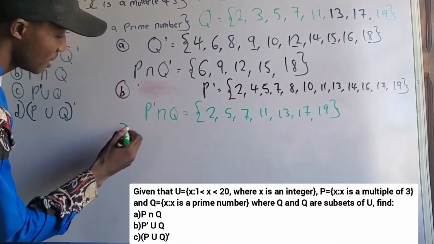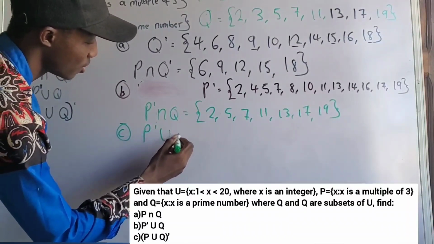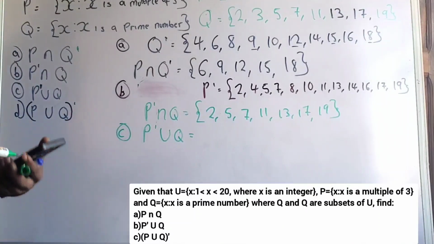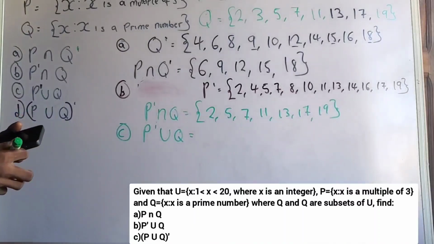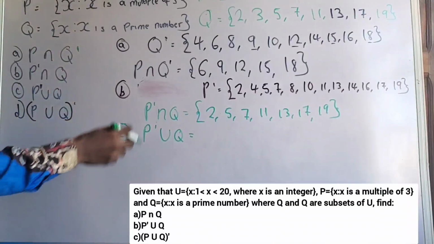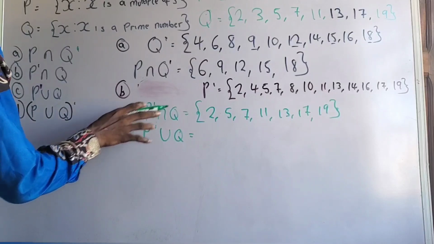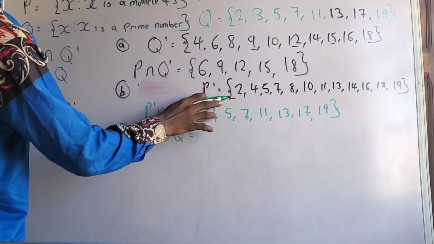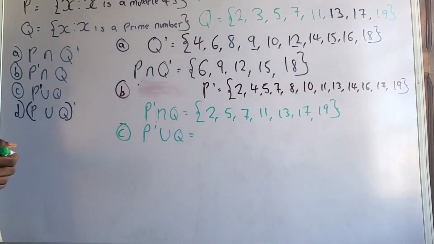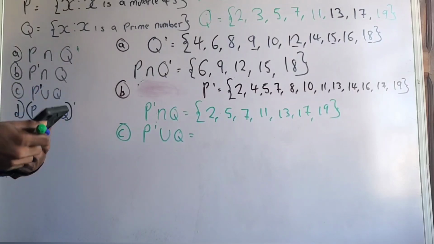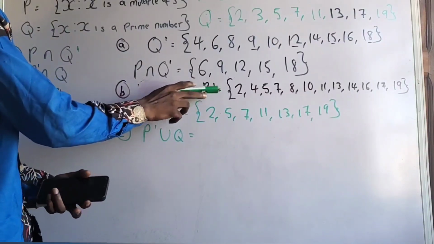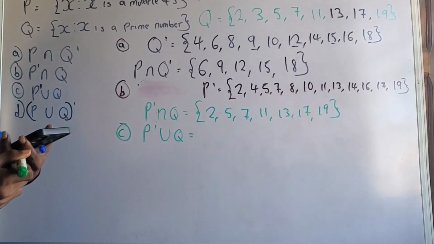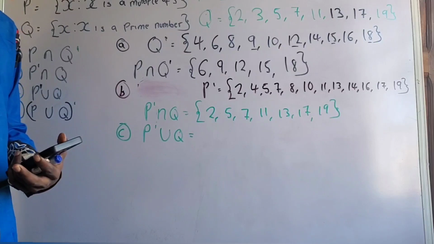That is, P complement union Q. Don't forget that I told you that this sign that you see here, which is complement, is also the same thing as prime. You understand? You can call it prime or complement. So now, for this, P complement is this. So we want to take the union of the elements that are here and the elements of Q. Okay, the union simply means writing all the elements that are present in this set and this set without repetition. If we have an element that is present in both sets, we are going to take one. Are you getting what I'm trying to say?